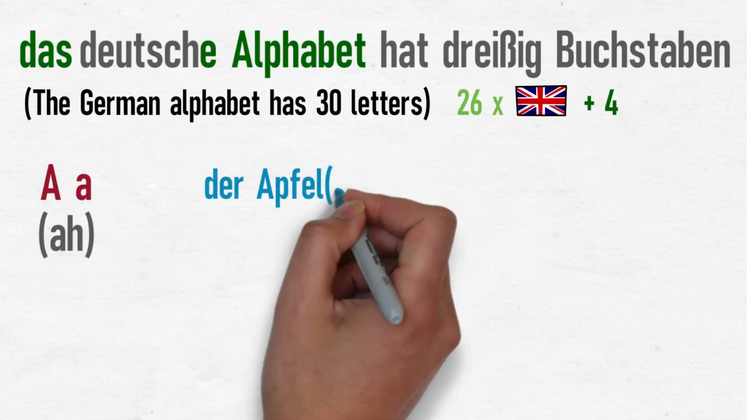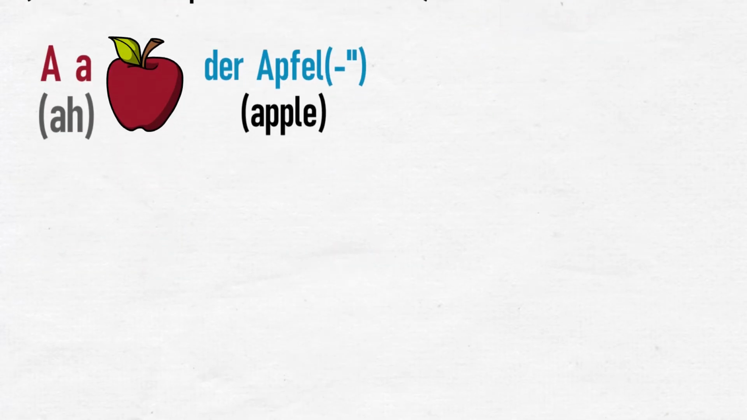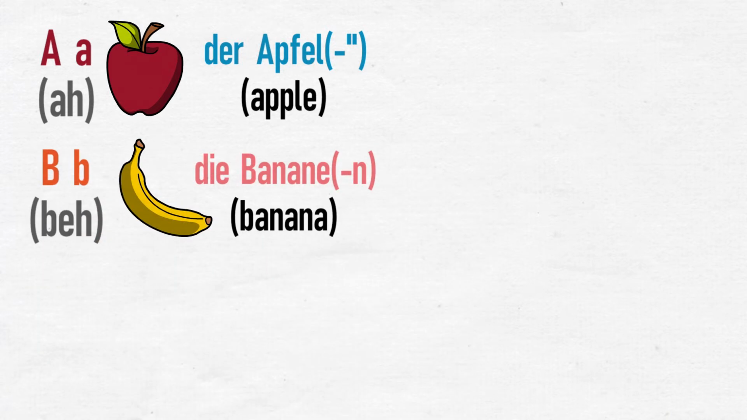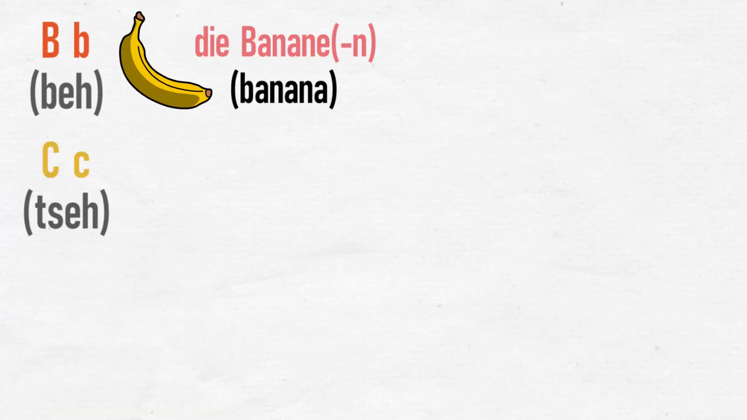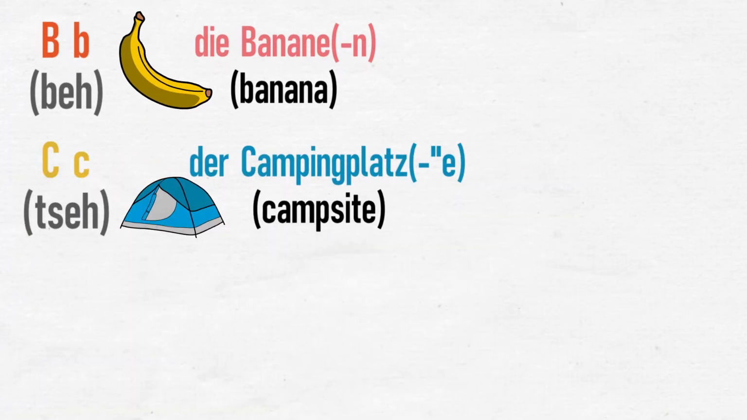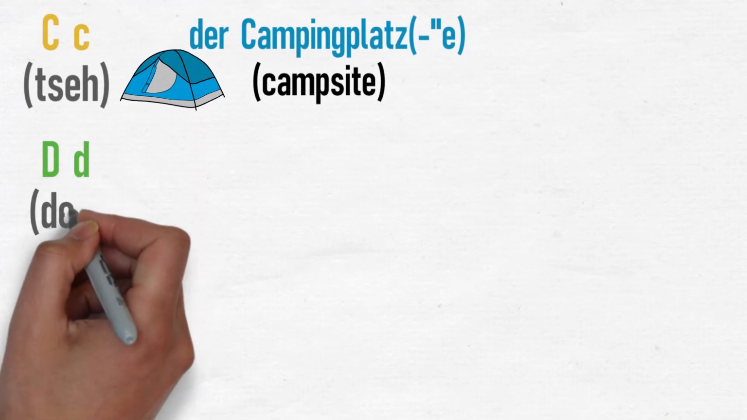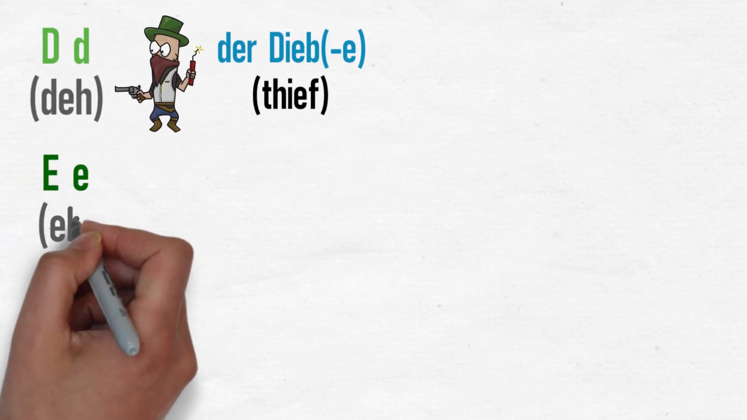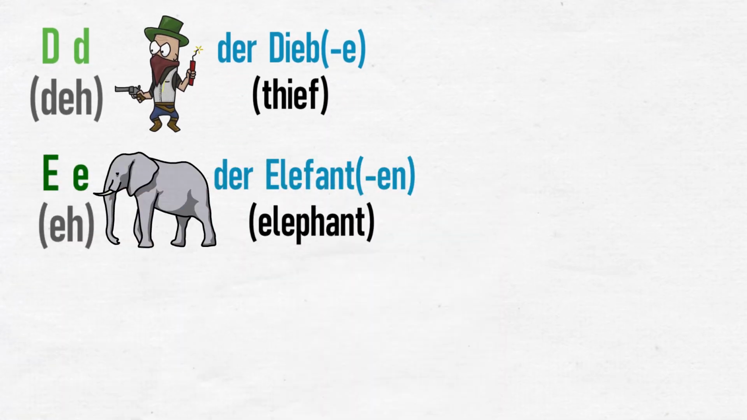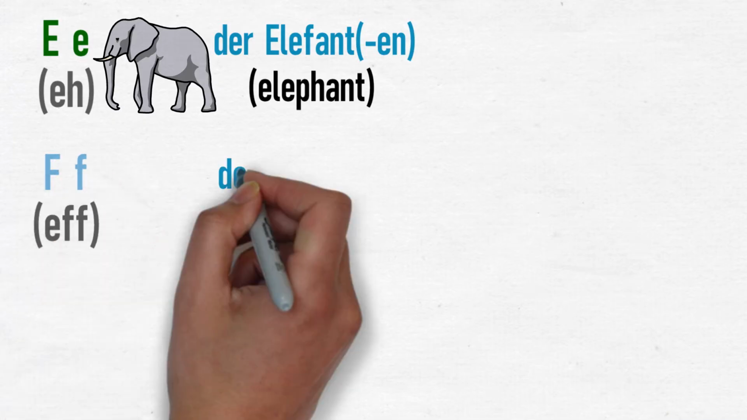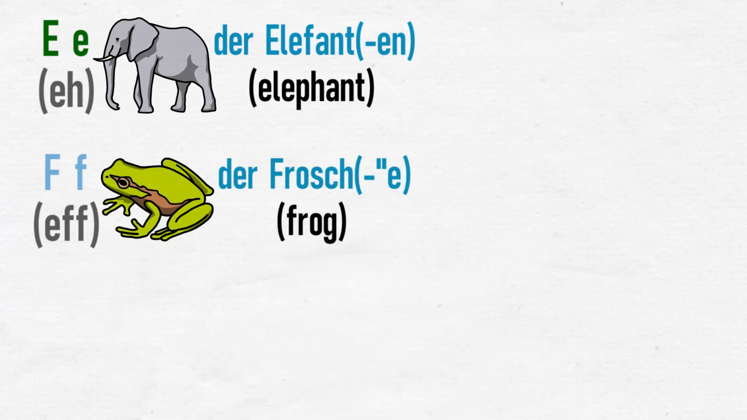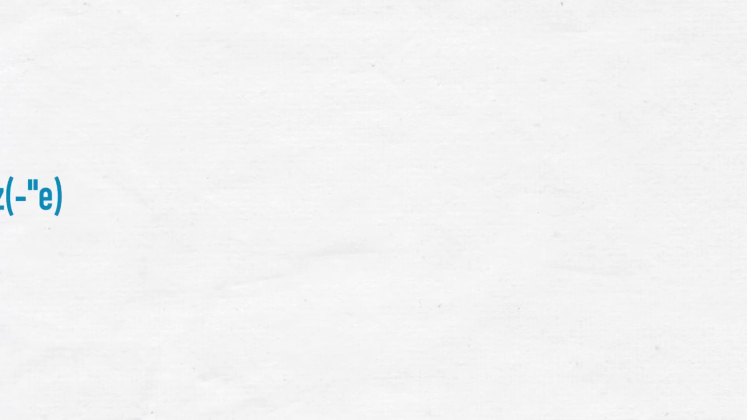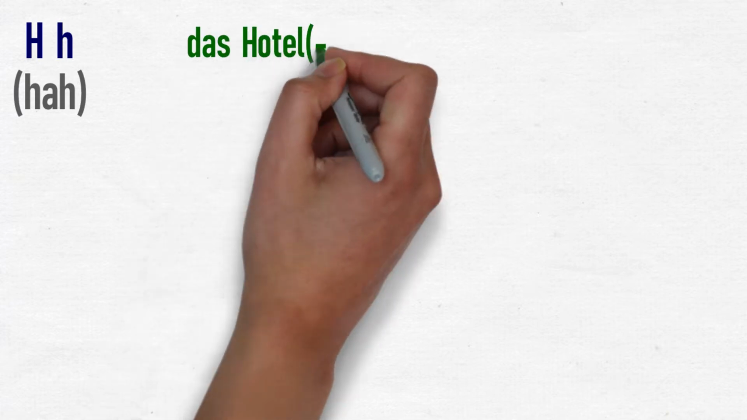A. Der Apfel, apple. B. Die Banane, banana. C. Der Campingplatz, campsite. D. Der Dieb, thief. E. Der Elefant, elephant. F. Der Frosch, frog. G. Die Giraffe, giraffe. H. Das Hotel, hotel.